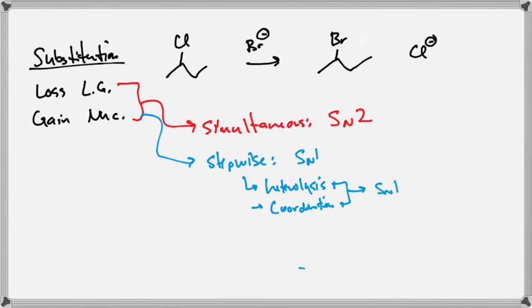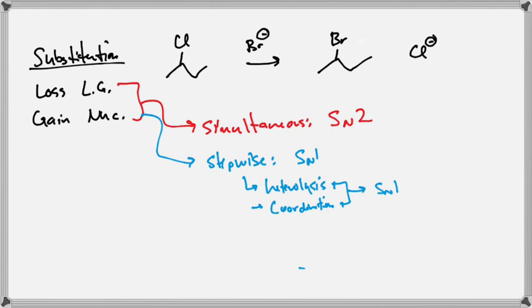So the 1 and the 2 have reference to how the mechanism is working. When we talk about chapter 7, we don't hear SN1 because SN1 isn't officially a mechanistic step. It's a collection of mechanistic steps that we've decided to name, and we also call it a mechanism, confusingly enough.